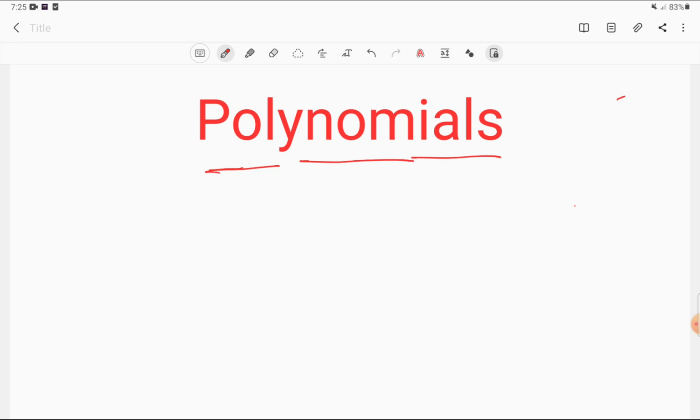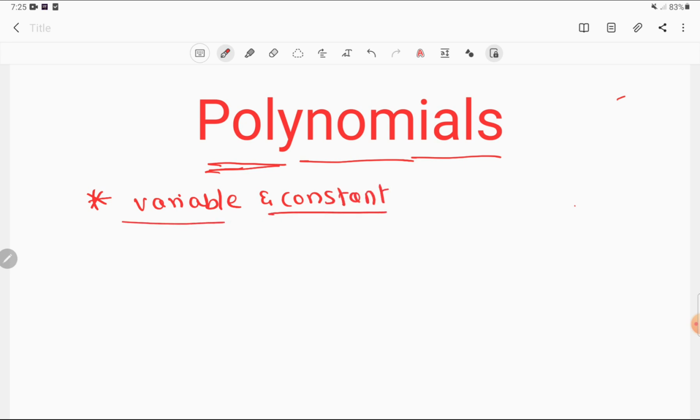Today we give information about polynomials. So polynomial means what? Two or more terms. If an equation has two or more terms, we can't say it is an equation, so we say it is an expression. An expression that has two or more terms, we say is a polynomial. So polynomials involve variables and constants. Both of these are involved in a polynomial.